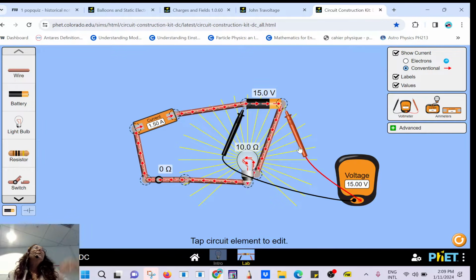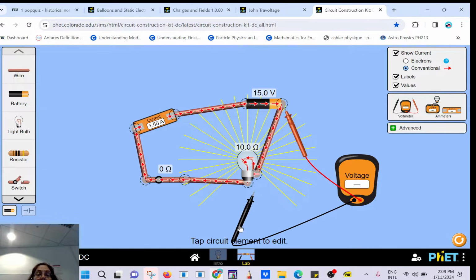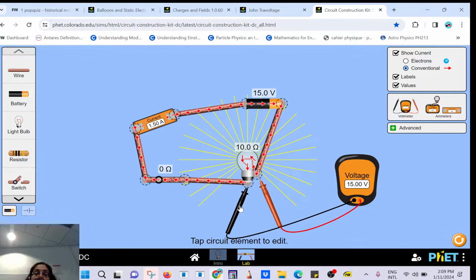Is that clear? If you want to measure, of course, the voltage drop across the load, energy is conserved. So what do you expect to have? 15 volt. Does it make sense, right? Does it make sense or no?